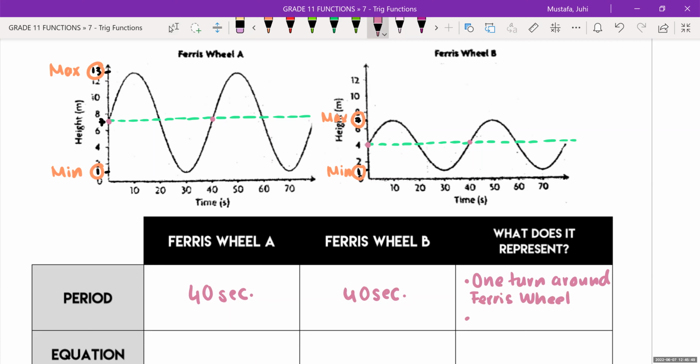Another thing it represents is actually also a distance, right? It tells you the circumference of the Ferris wheel or the horizontal length of one cycle. But you know what? We won't complicate things. We'll just keep it as that.